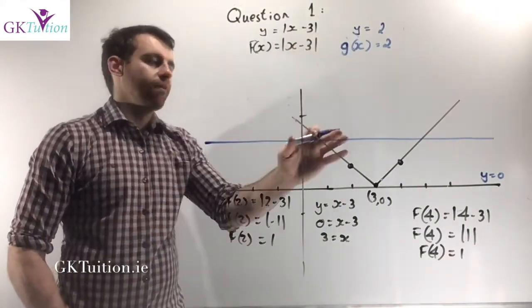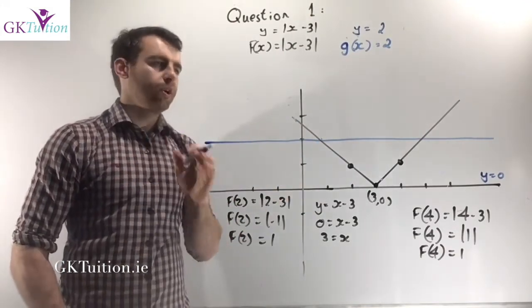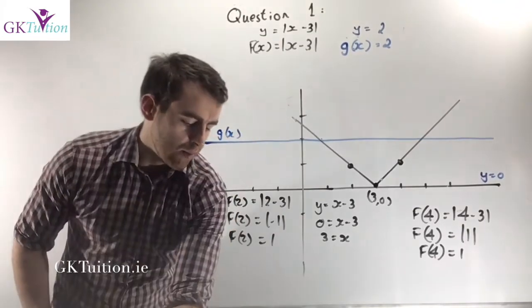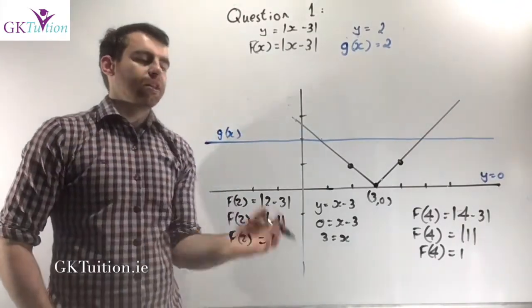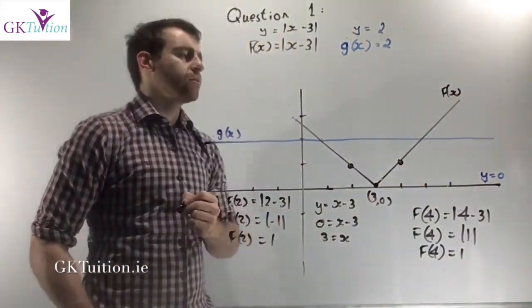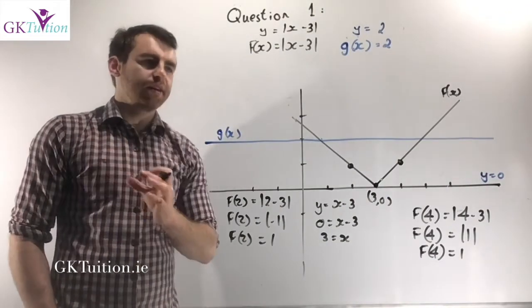So in this case, my f of x is the v-shaped function, while my g of x is simply the blue line. You would need to indicate that to your examiner. So I could mark in that g of x is the blue one and that f of x is the black one. Now, that's the difficult part. Now we can draw our attention to the second part of this question.